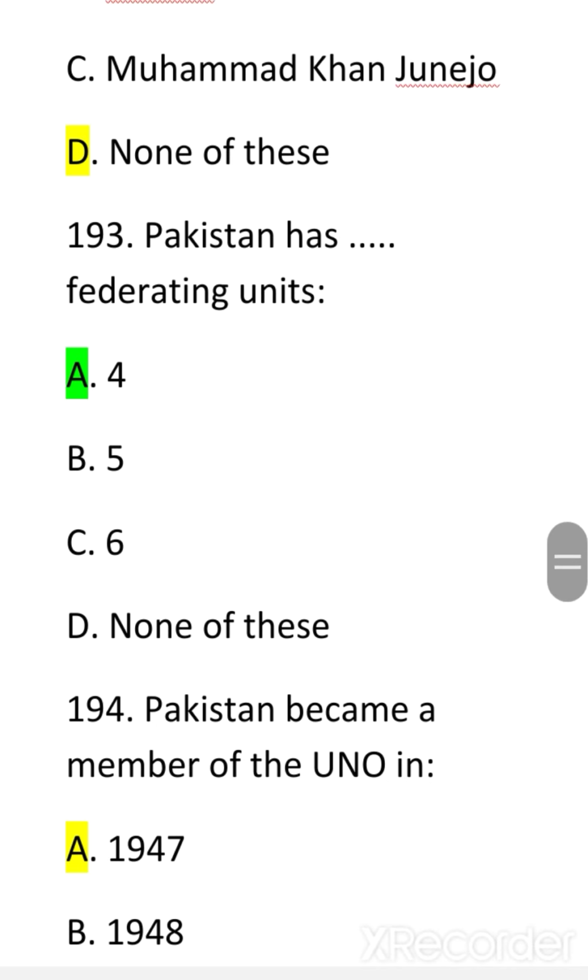Pakistan has dash federating units. Option A 4, B 5, C 6, D none of these. Correct option is A 4. Pakistan is composed of 4 provinces and 1 federal territory. The provinces of Balochistan, Khyber Pakhtunkhwa, Punjab, Sindh and the federally administered Islamabad Capital Territory.